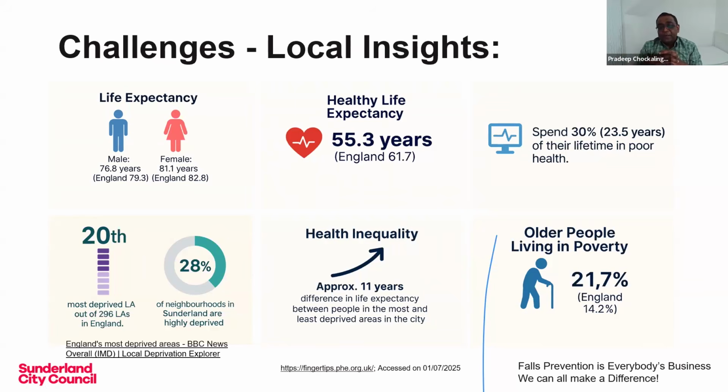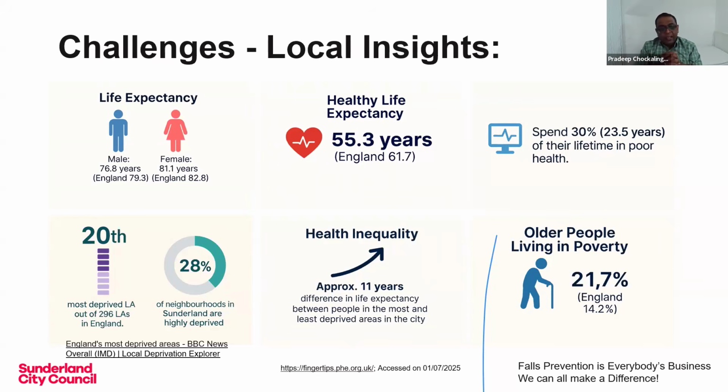So in England you can see that it is 62 and ours is 55, that is a gap of 6 or 7 years. Our people living in Sunderland are becoming older and frailer at a very young age. That means an adult spends 30% of their lifetime in poor health with multiple comorbidities. So these are the biggest challenges I have to address.